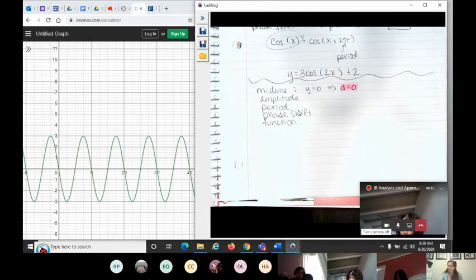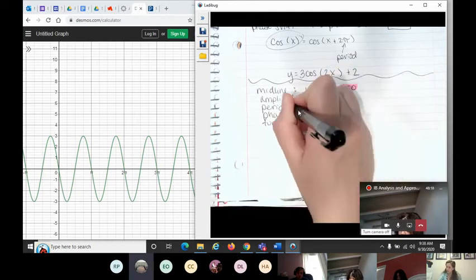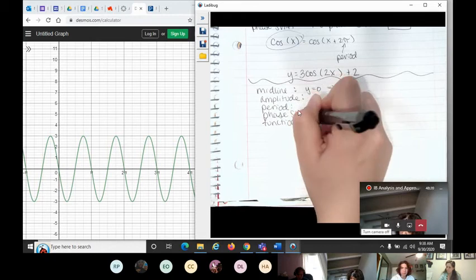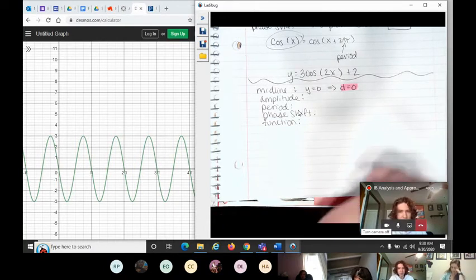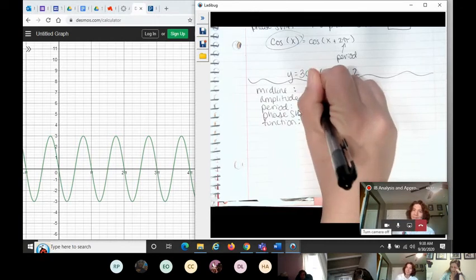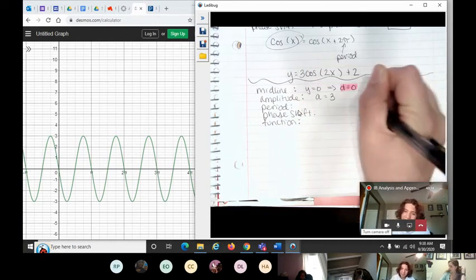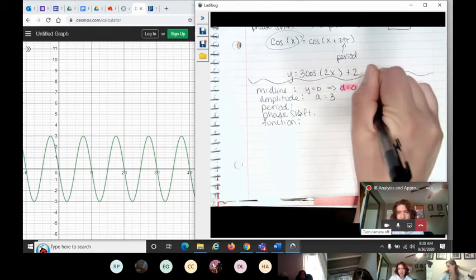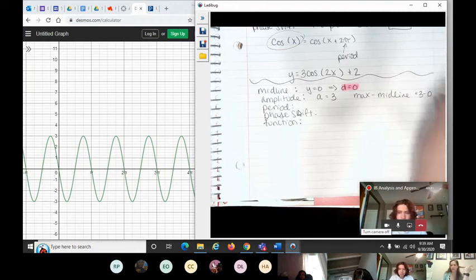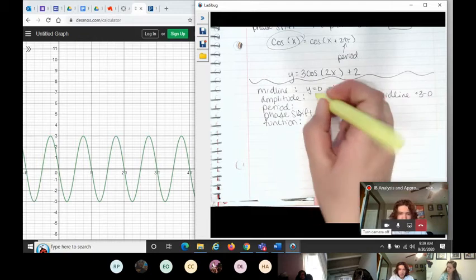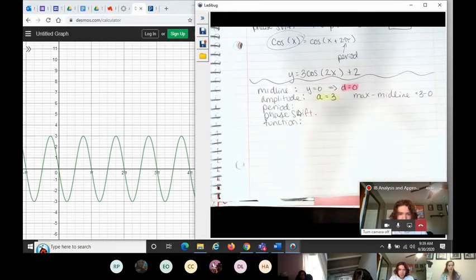Sam, can you help me find one of the next ones? Sure. So for the amplitude, I guess we found that the midline is at 0 and we have max at 3 and a min at -3. So you can just see that it's 3 for the amplitude. Yeah, good. Amplitude is 3. So we could do max minus midline, which is 3 minus 0, which gives us the 3. So our amplitude is 3. All right, now our period.